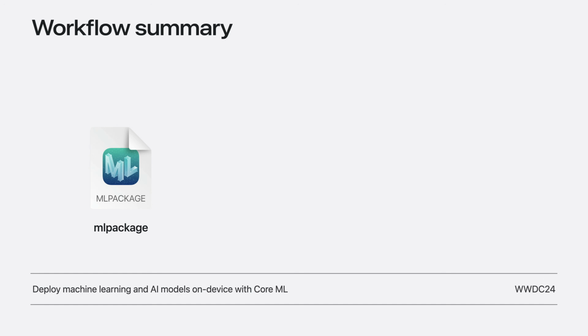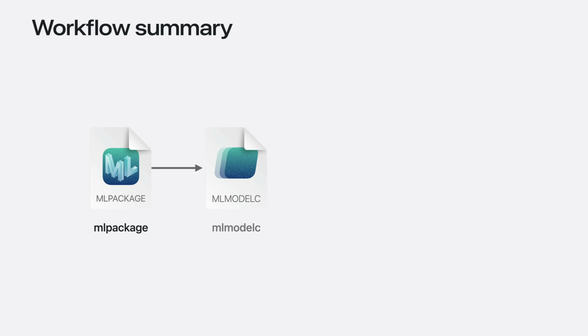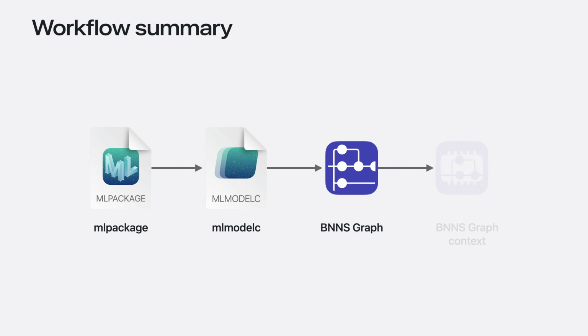Let's run through a quick summary of the workflow to integrate BNNS Graph into your app. You'll start with a CoreML model package or an ML package file. For more details on how to create an ML package, watch the Deploy Machine Learning and AI Models on Device with CoreML video. Xcode automatically compiles a package to an ML Model C file, and then you write the code that builds the graph from the ML Model C file. And the last step is to create a context to wrap the graph. And it's that context that performs inference.